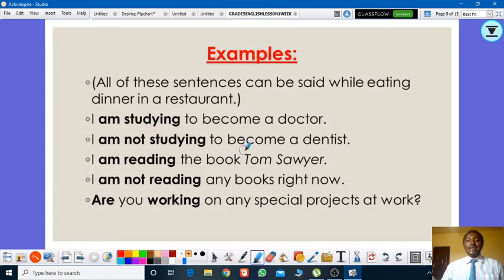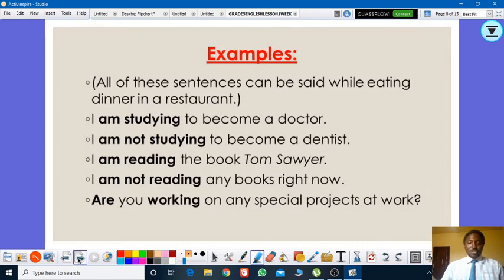I am not studying to become a dentist. I am reading the book Tom Sawyer. I am not reading any books right now. Are you working on any special projects at work? So as you can see, I am giving out examples in positive and negative forms, and also in question forms, so that you can have a greater perspective of what we are learning today.